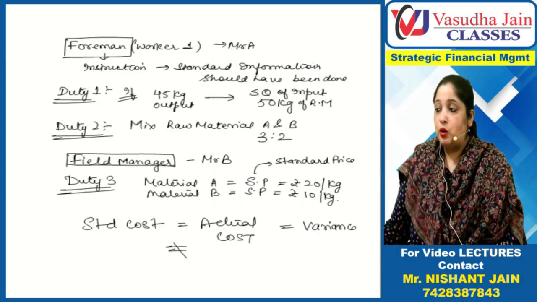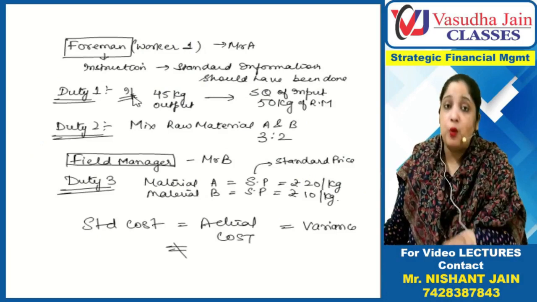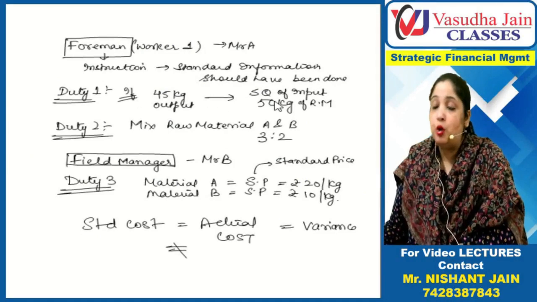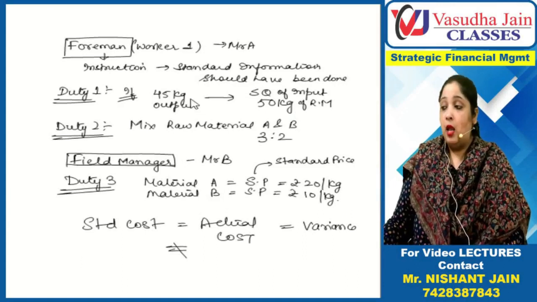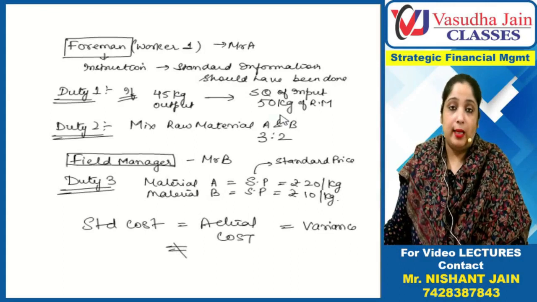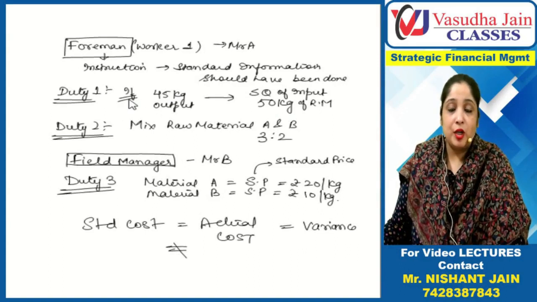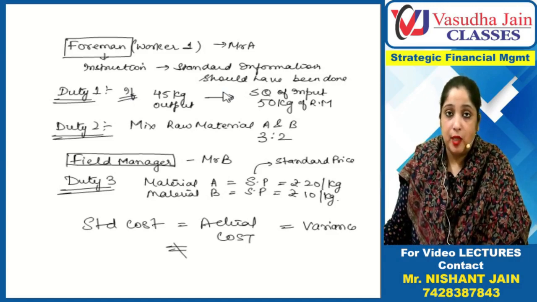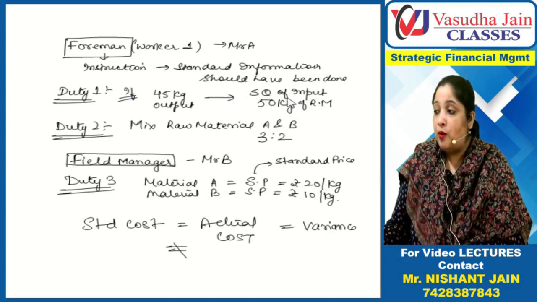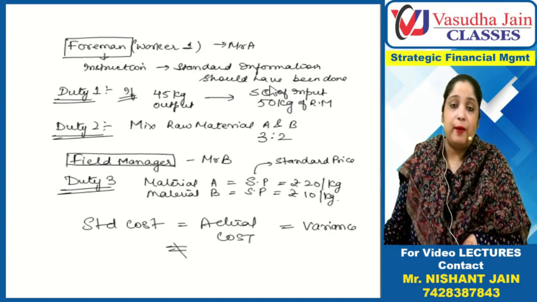See, this information was given for reference. The foreman was never told to manufacture 45 kg. He was told that if you produce 45 kg, then use 50 kg of raw material. So if you produce more or less, accordingly change the raw material proportionately. I have already underlined the word "if". So his instruction was not to manufacture 45 kg. His instruction was to manufacture whatever quantity, but use the standard quantity of input.